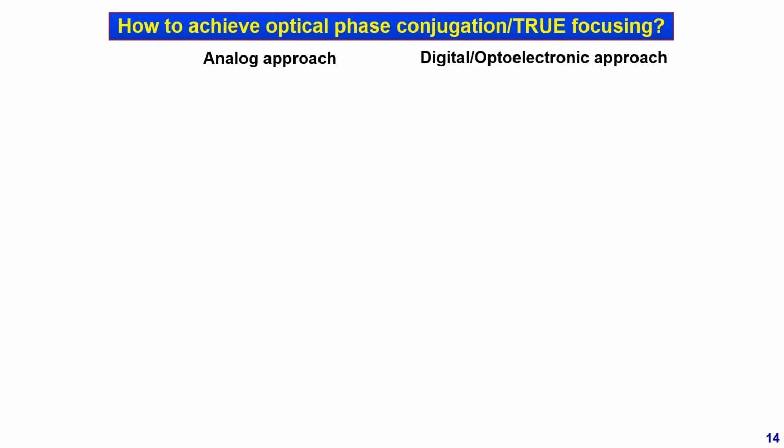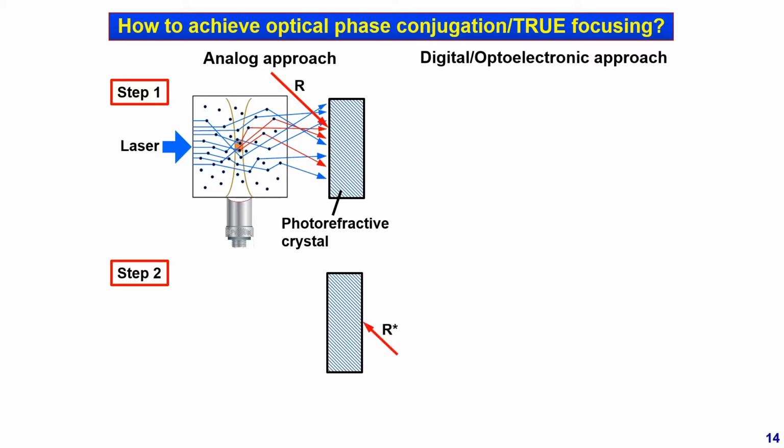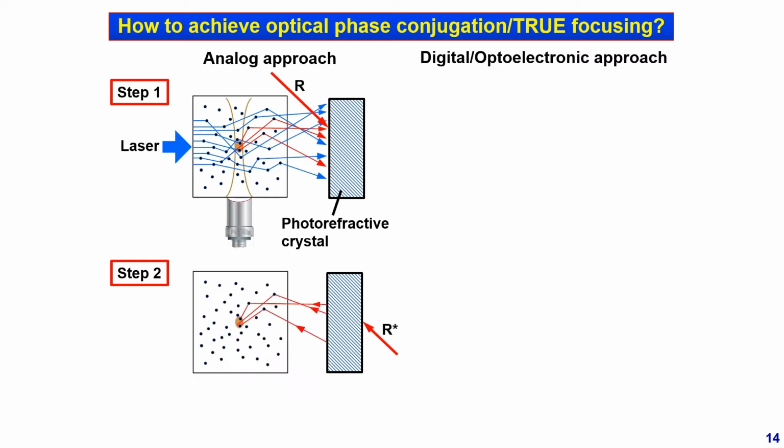There are two approaches. In one of the analog approaches, we use a reference beam tuned to the same frequency as that of the ultrasound tag light. They interfere and write a hologram inside a photorefractive crystal, in which the refractive index distribution follows the light intensity distribution in the interference pattern. Then, we use another reference beam to illuminate the crystal, and the diffracted light would be phase conjugate to the ultrasound tag light, so the diffracted light would converge to the ultrasound focus.